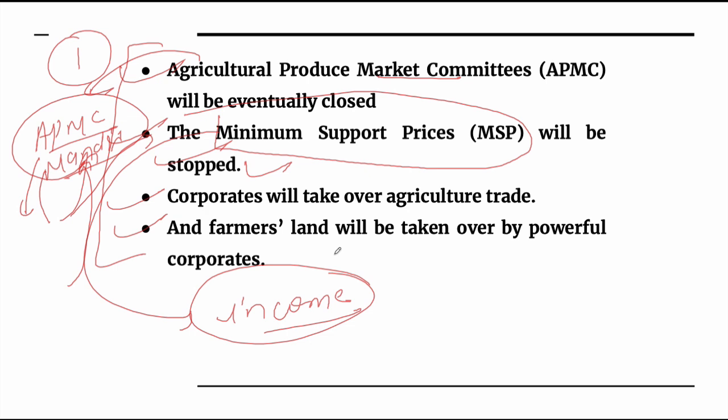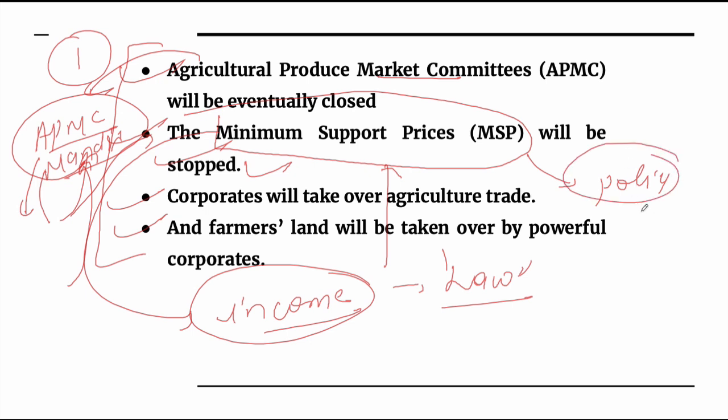So if MSP ends, then this income security of the farmer will also end. This is the apprehension that is carried by the farmer. But in the bill, if you see, there is no such provision which says that MSP will end. Although farmers are demanding that there should be a separate law for MSP. Presently, MSP is in the form of policy. The government says that if MSP is in the form of policy, why is there a demand for the law?